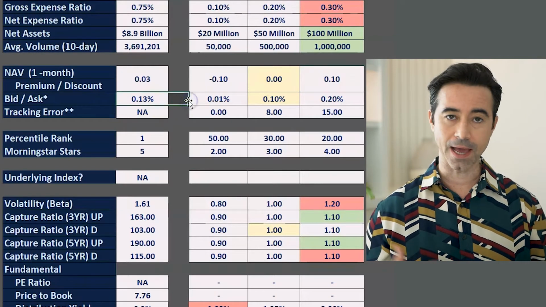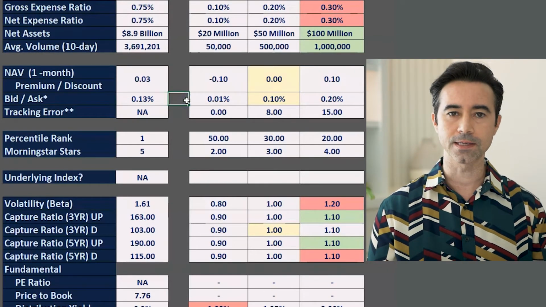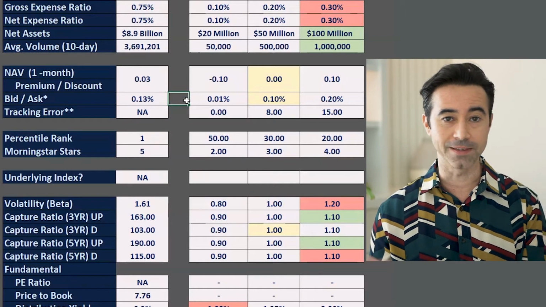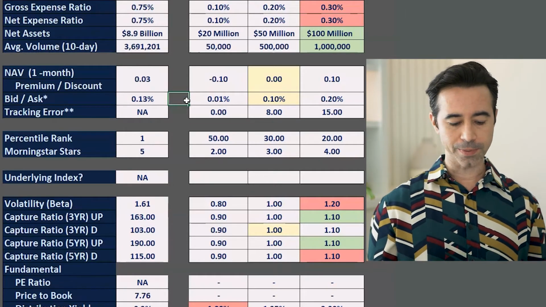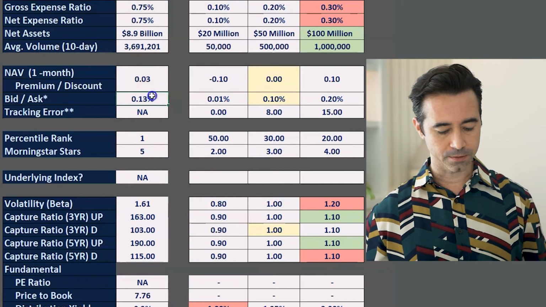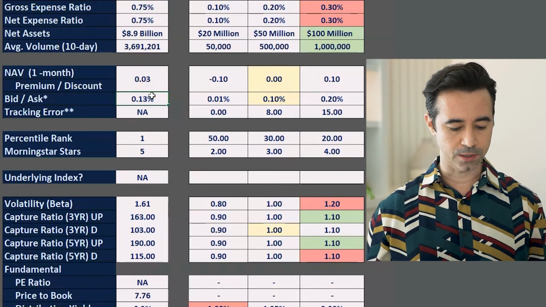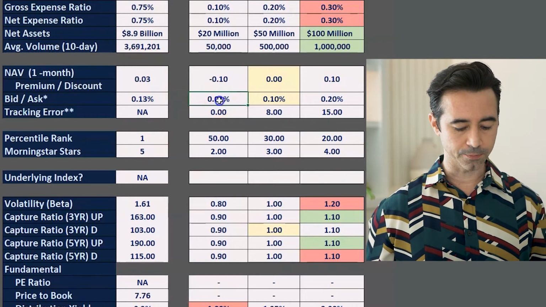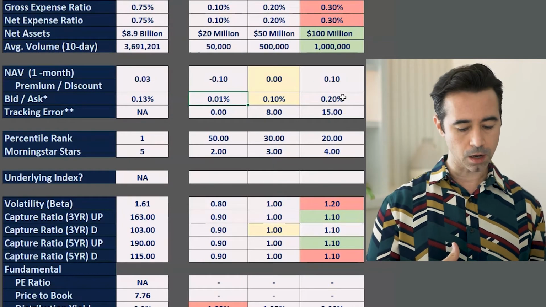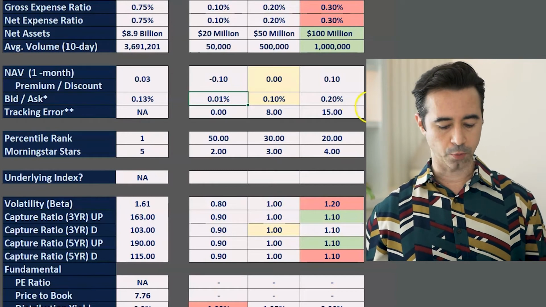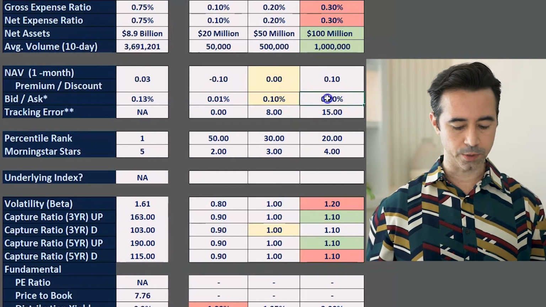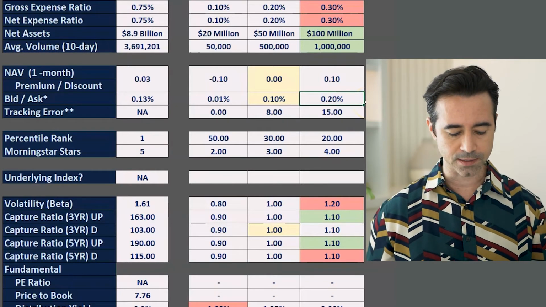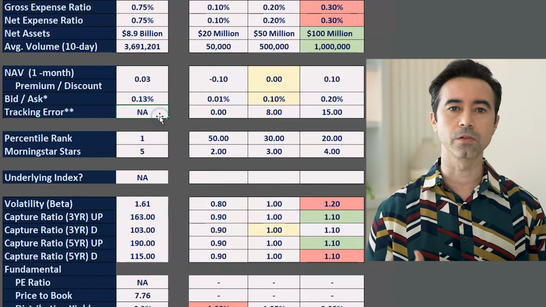Next, you have the bid-ask. Just like a stock, ETFs have bid-ask spreads. You go to the exchange and you buy these different ETFs, right? So the bid-ask, and we have it here in percentage terms: 0.13% is what ARK is, and 0.01% to me is low, of course. 0.1 is okay, and 0.2 is kind of high, so I wouldn't want to go up to that area of a bid-ask. I just want to make sure that I take a look at it.